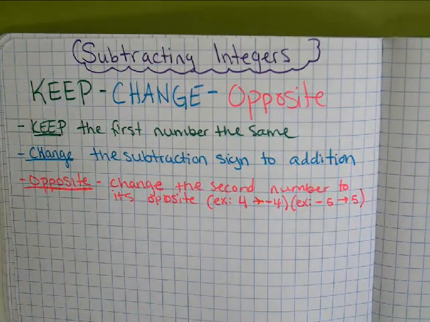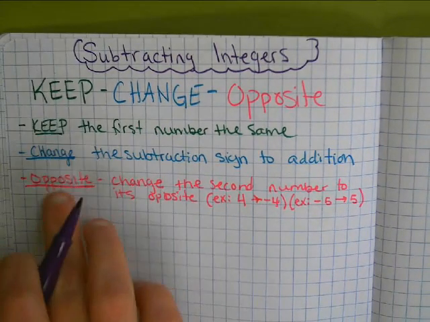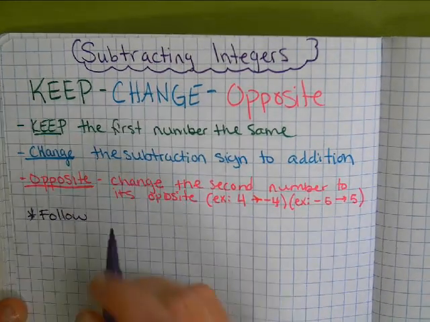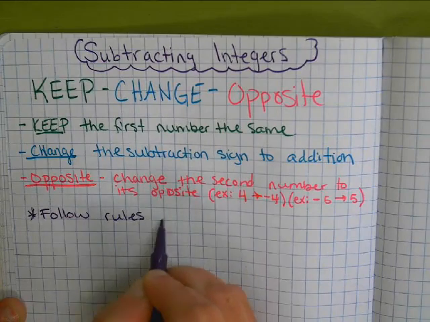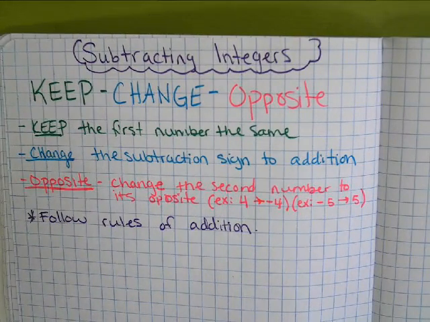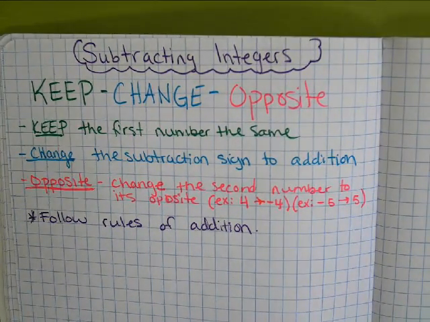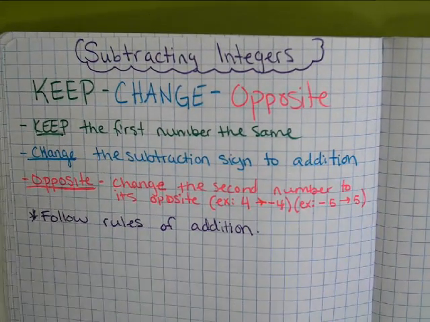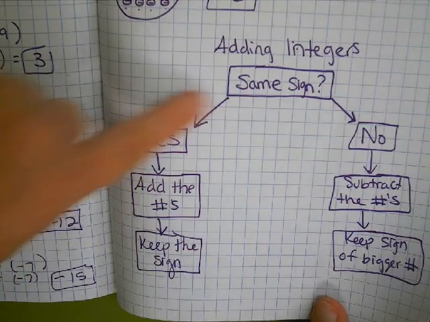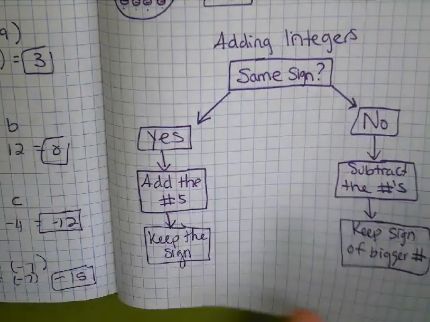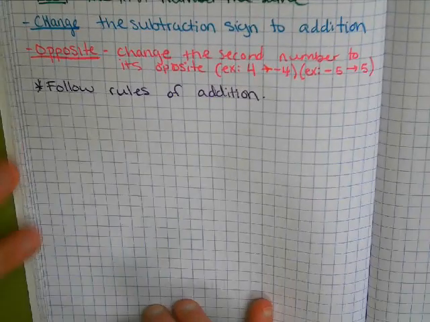And then the last thing you're going to do after you keep, change, opposite, is follow the rules of addition. Okay. So that's back to that flow chart. Same sign. If it has the same sign, the notes from yesterday, same sign, keep the sign, add the numbers like normal. Different sign, subtract, keep the sign of the bigger number. So those are the rules we're talking about there.